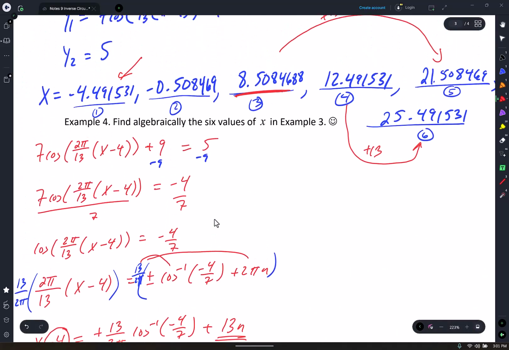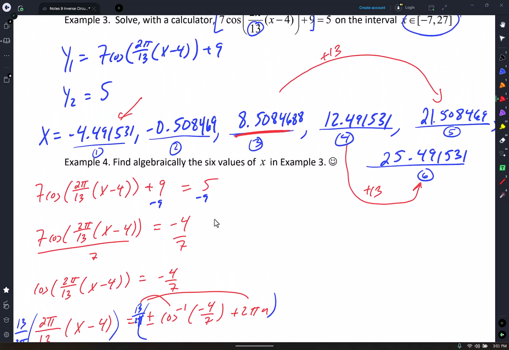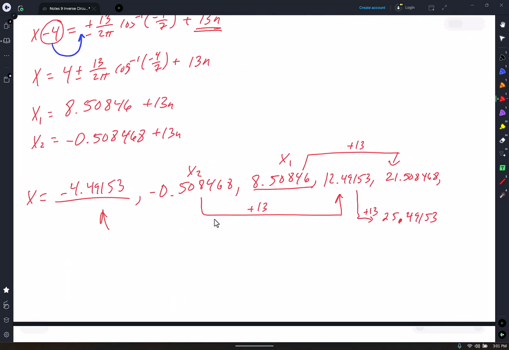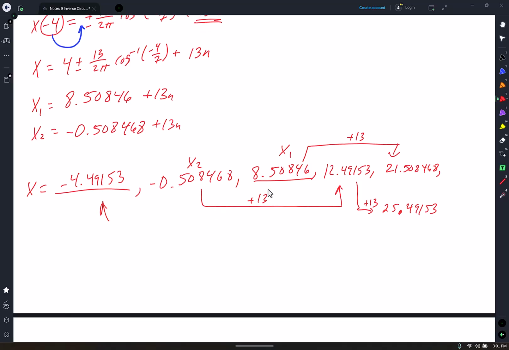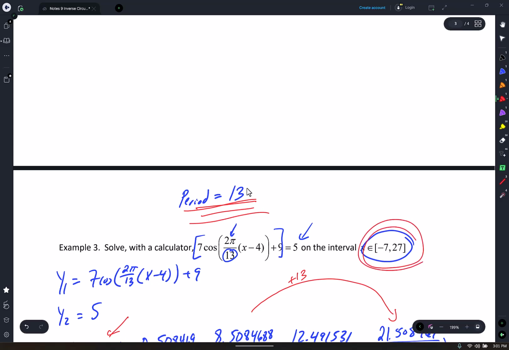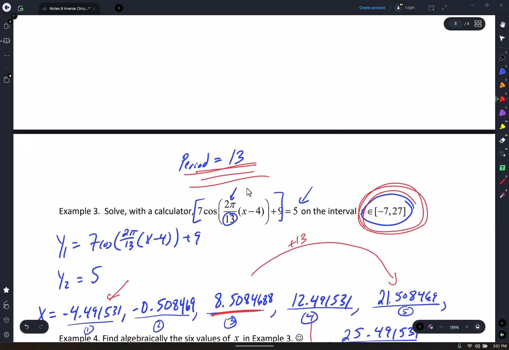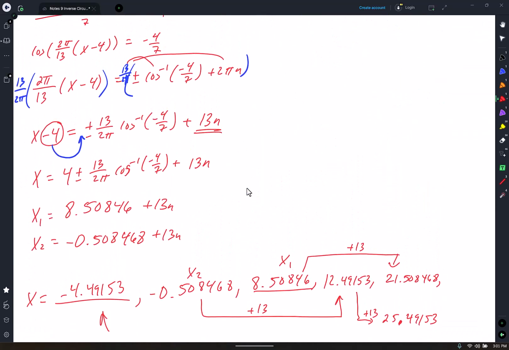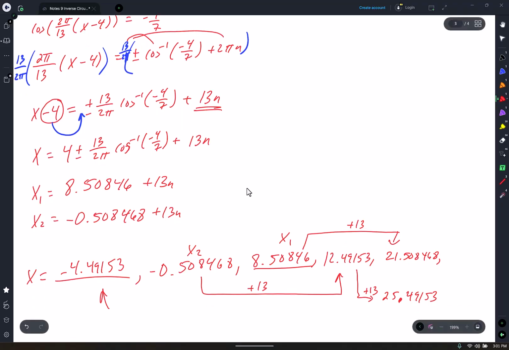Well, I knew that from this one over here, because it's supposed to be the same. But as long as I'm within negative 7 and 27, I just keep going until I have no more. Does that make sense, guys? Okay. Did you guys think that was super tough? No, with practice, you'll be fine.